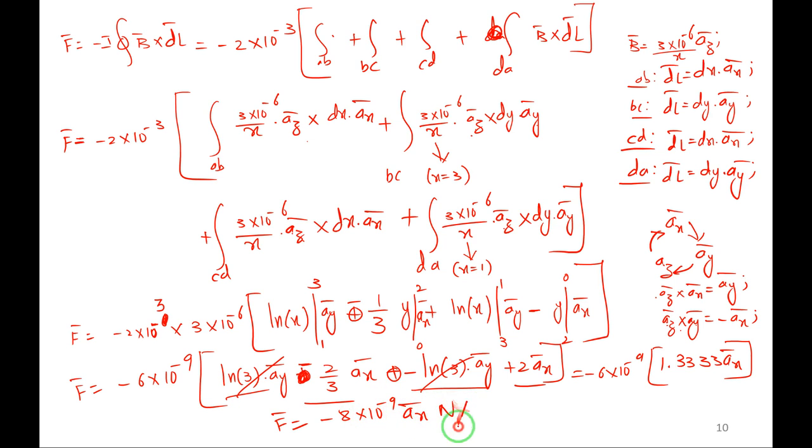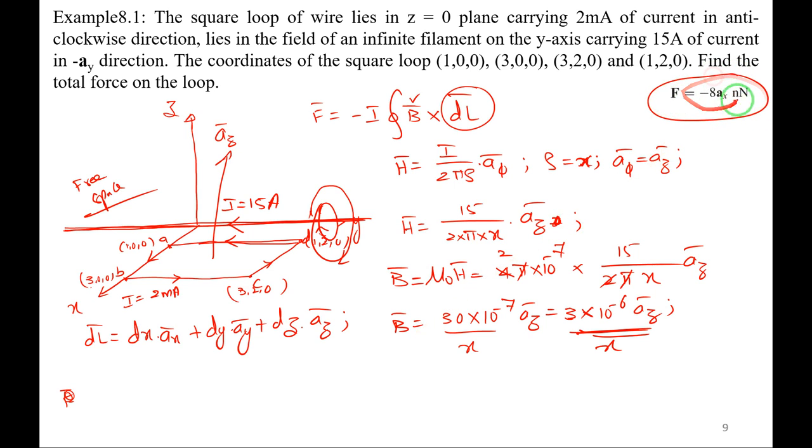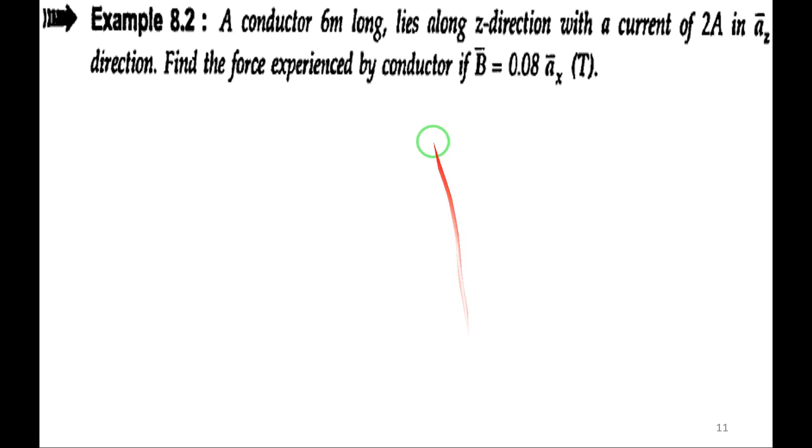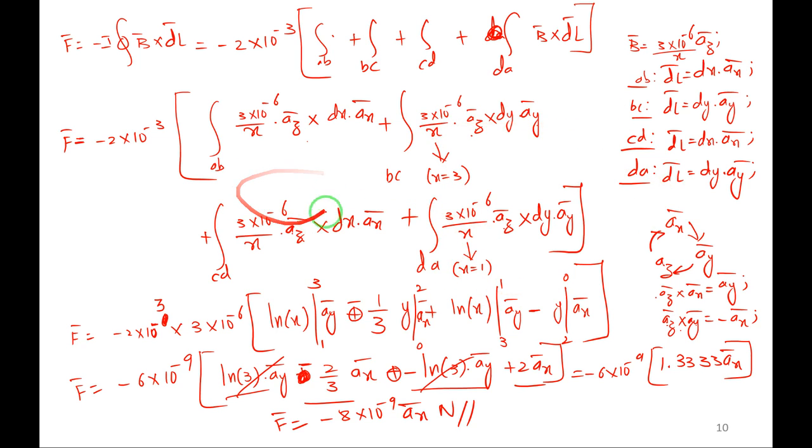I hope you are getting minus 8 into 10 power minus 9 ax. Nano means 10 power minus 9. So minus 8 ax, right? Minus 8 ax. Nano means 10 power minus 9. I hope you got this. If any doubts, you can unmute yourself and talk to me so that I can clarify the doubt.